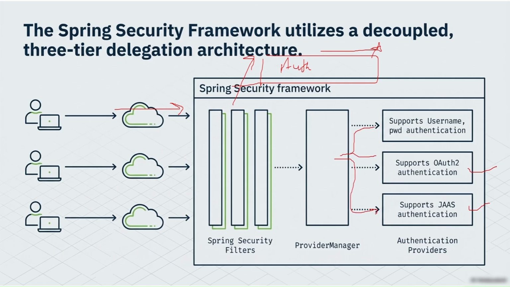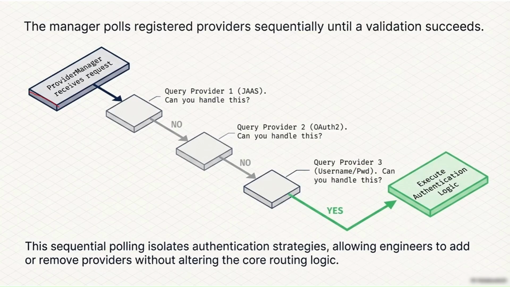So this is the basic idea of provider manager, which basically delegates the request to the authentication provider. In this particular slide, we are seeing how the provider manager receives the request and delegates the request to the appropriate authentication provider implementation. Let's take an example where we have the first authentication provider, which is JAS.